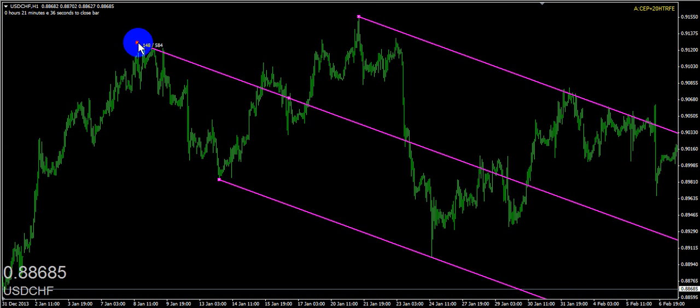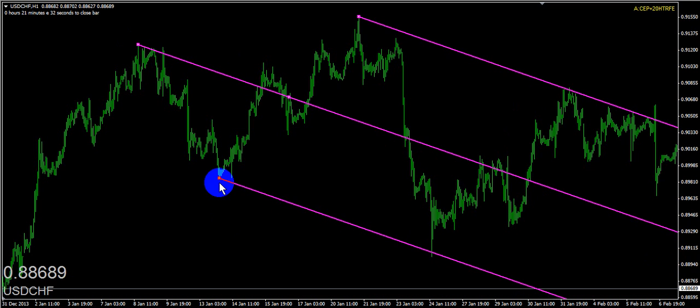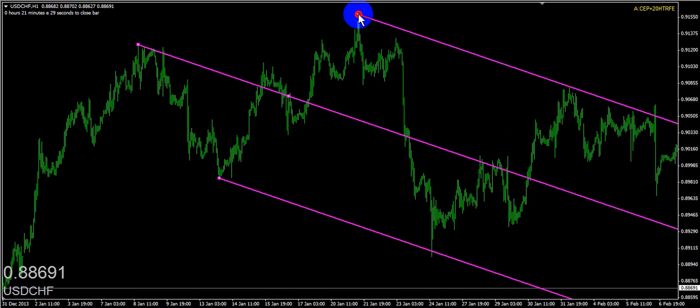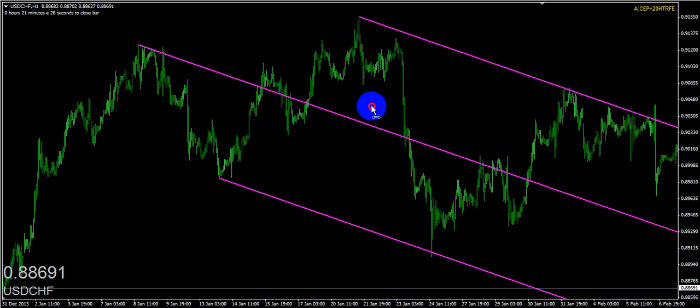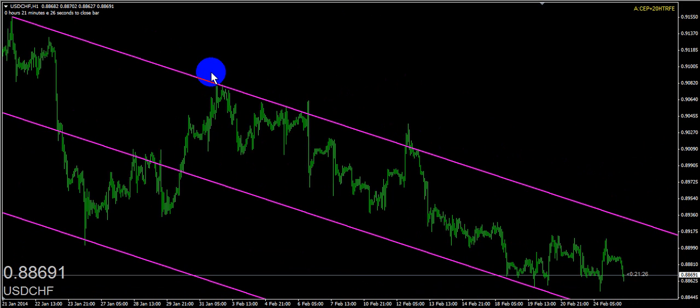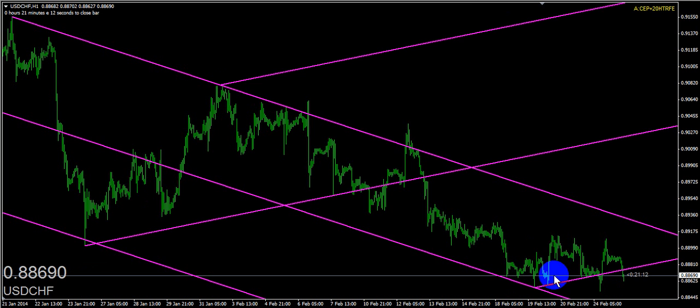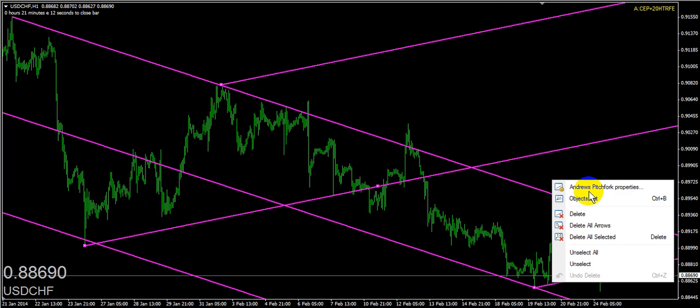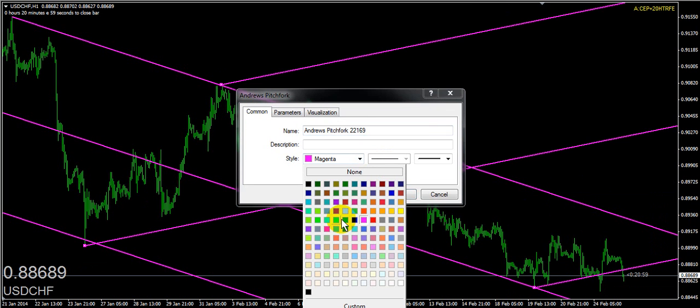And sometimes this is beneficial as well when trying to pinpoint precise entries to see the larger fork within the time frame. You see multiple touches here and rejection. And then we draw in the upsloping fork to see a possible break to the upside.